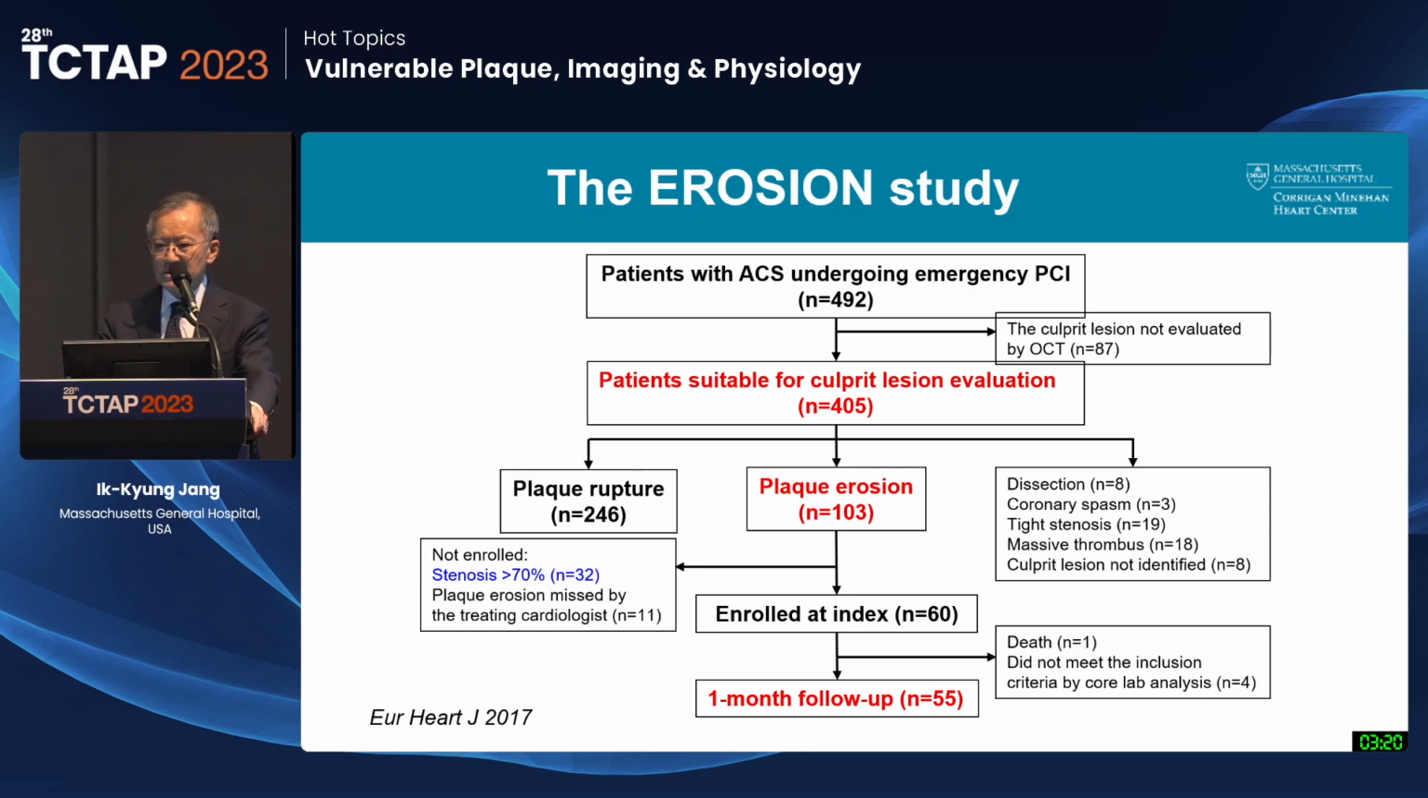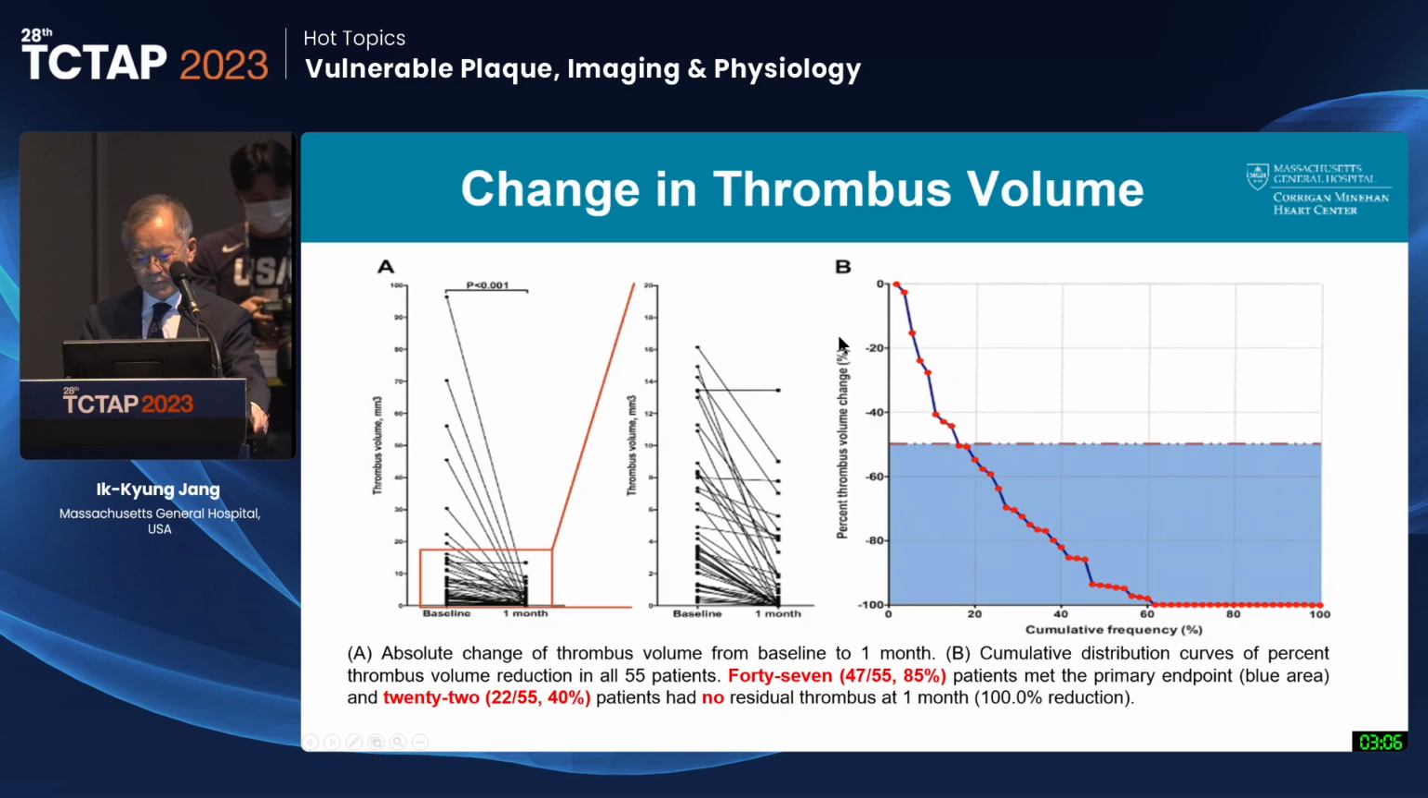So we did the proof of concept prospective study. It was a single center study, roughly 500 patients. The primary endpoint was more than 50% reduction of thrombus volume without stenting, but with DAPT. The red dots below this 50% line met the primary endpoint. So 85% of the total population met the primary endpoint, meaning more than 50% reduction of thrombus volume after 1 month of treatment with DAPT. Remarkably, 40% of the total population had no residual stenosis and no residual thrombus after 1 month of treatment.